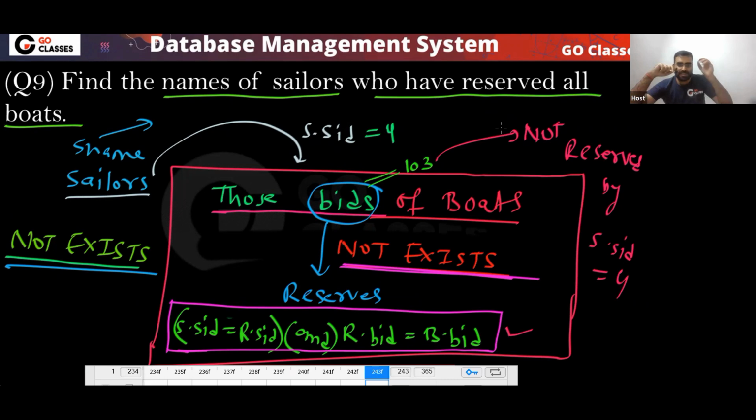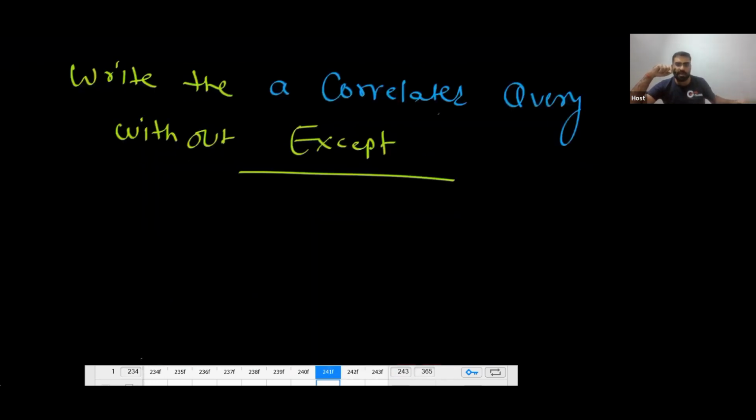Tell me, did you understand? Yes or no? That this type of boat should not exist, for which there is no entry in the reserves table with that SID. Think like this. Okay, is this clear?